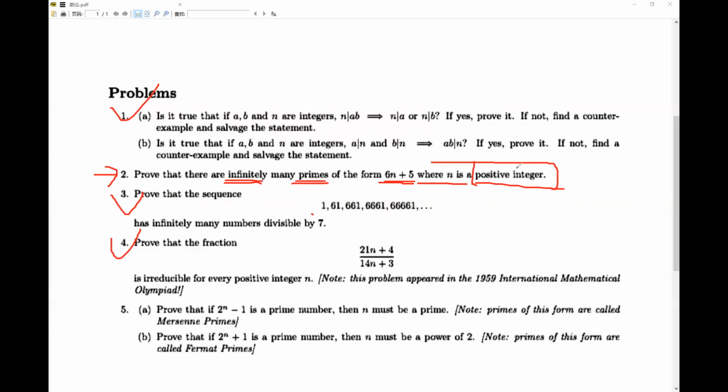Yeah, n is a positive number. It can be 1, 2, 3, 4, anything. N can also be 0. It's also a prime number. Fine.